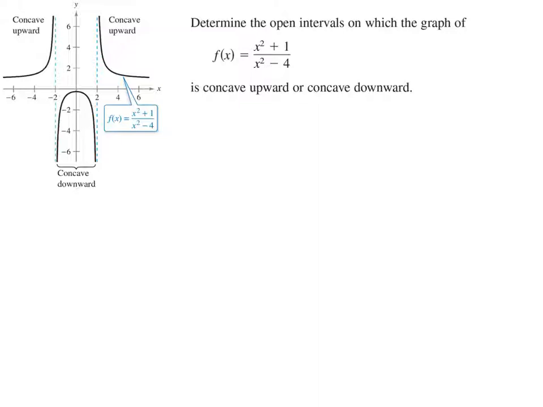Now let's work through another example. We are looking for the open intervals in which the graph of this rational function f of x is concave up and concave down. We're going to work through the same process as the previous problem. So I'm going to find the second derivative, set it equal to 0, test numbers in between, and figure out where this is going to be concave up and concave down.